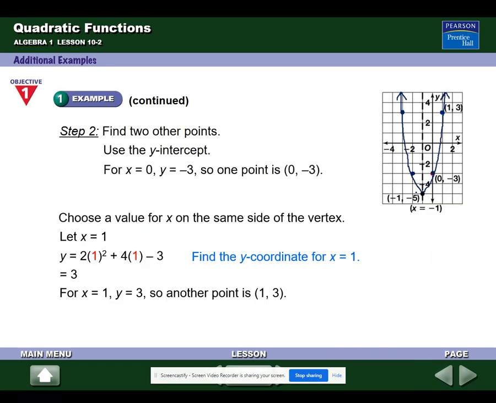Was there a second question here? Find 2 other points. Use the y-intercept. Okay, well, I guess the point being, I'll circle it. This point right here is 0, -3. And then another point would be just what you get when you reflect over the axis of symmetry, which is -2, -3.